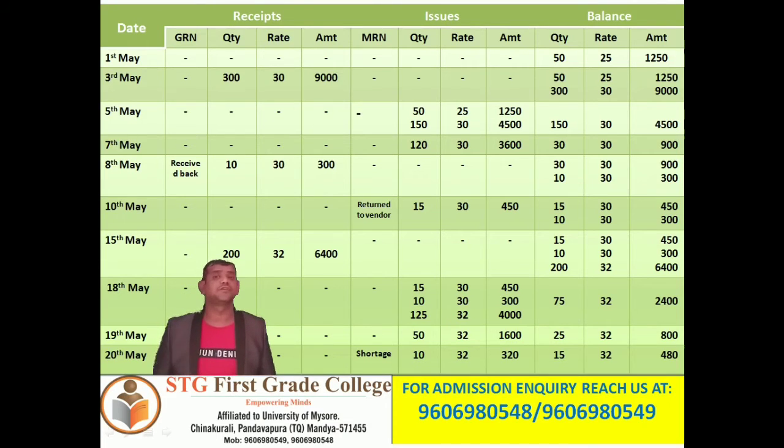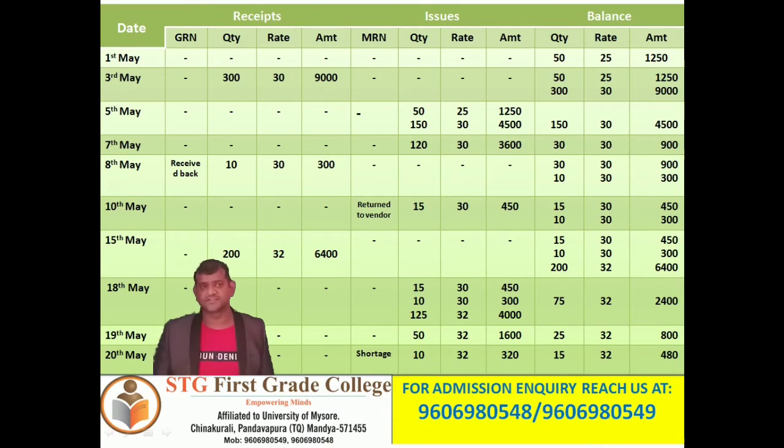So then go to the balance column. So balance column, first take down 50 units at rupees 25. So that is 1250. This is nothing but the balance of 1st May. So then 2nd May, whatever I have purchased, that also should be reflected on that balance column. So that is 300 units at rupees 30 per unit, 9,000 rupees is the amount. So next we are moving to 5th May.